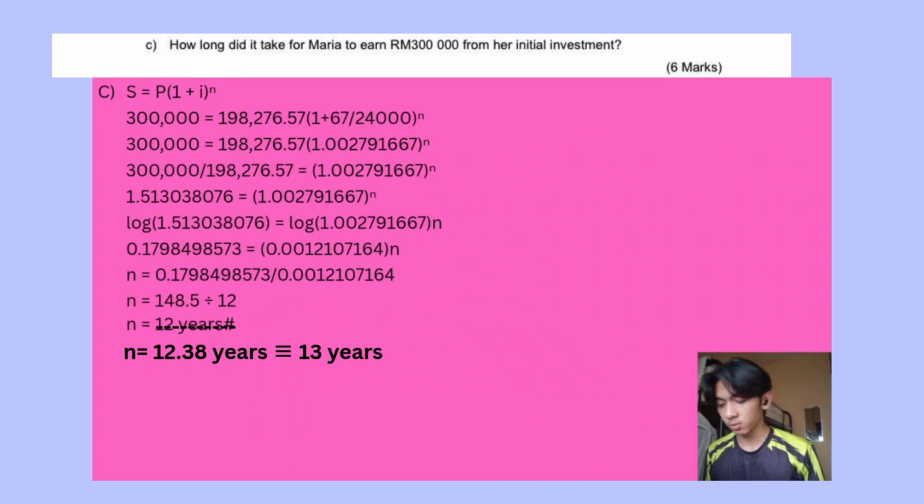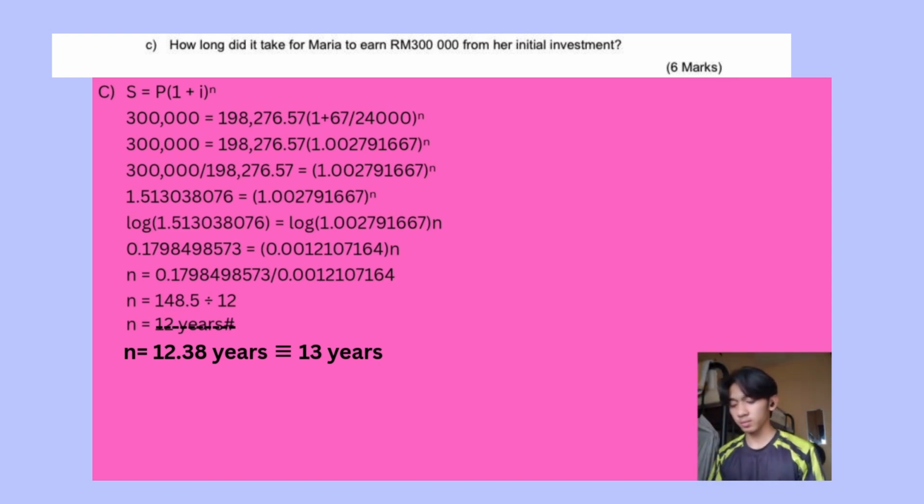So for case study 1, question C, we need to find the N and use the formula S equals P times (1 plus I) to the power of N. And then we substitute all the numbers. It will be 300,000 equals 198,276.57 times (1 plus 0.0335 over 12) to the power of N. And then we settle the bracket first, and we will get 300,000 equals 198,276.57 times 1.002 and so on, to the power of N.